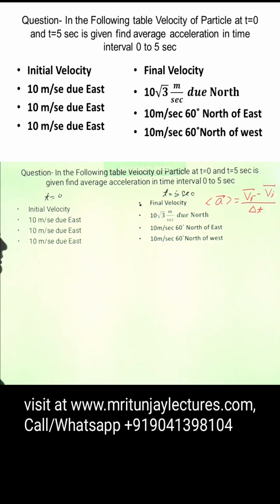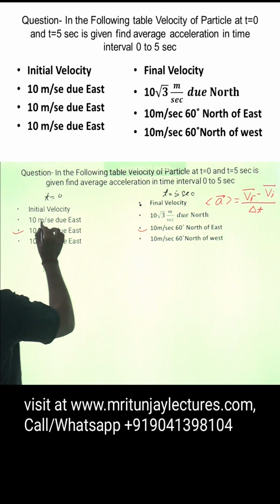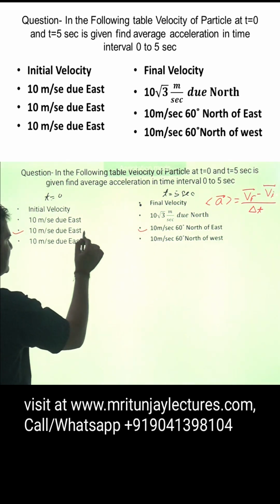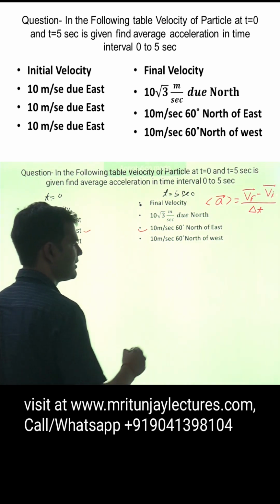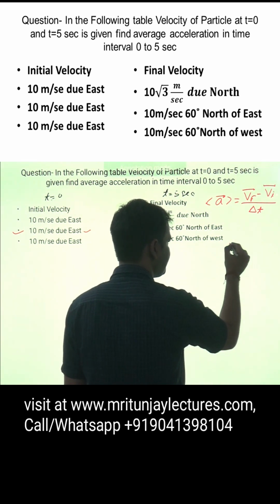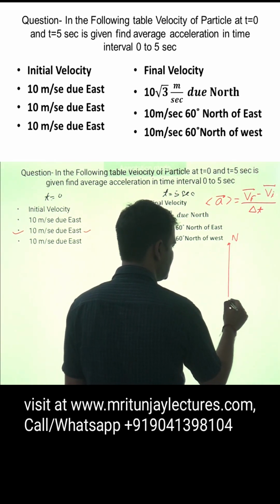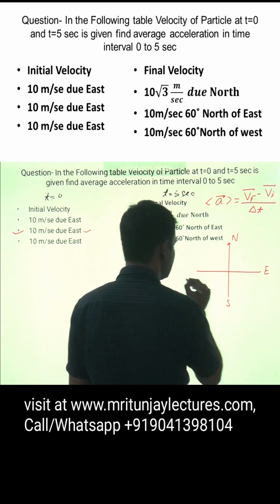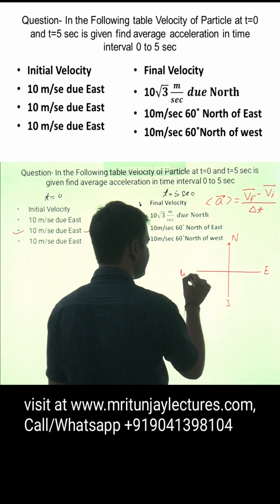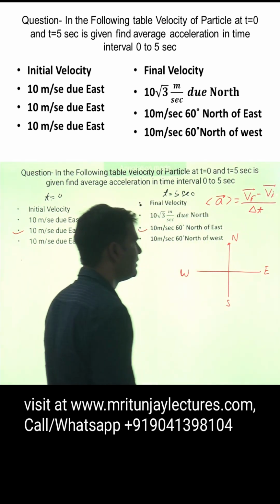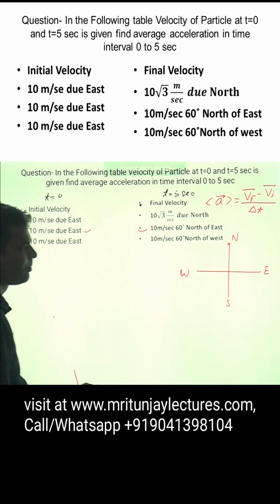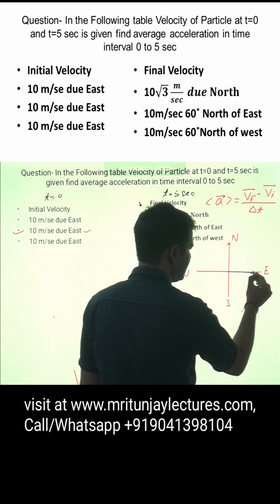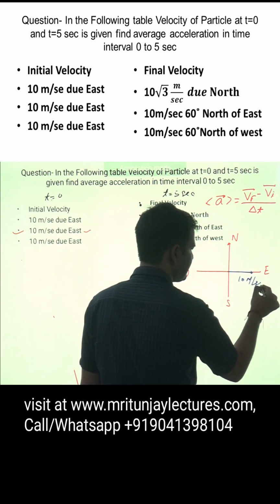So how can we do it? We have to focus on the second part. The first part I have already completed. So the initial velocity is 10 meter per second due east. I know that if you redraw, here north, here south, here east, here west. According to the question, the initial velocity is given as 10 meter per second due east. That one. So 10 meter per second.